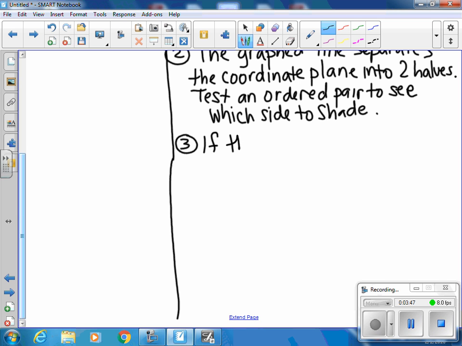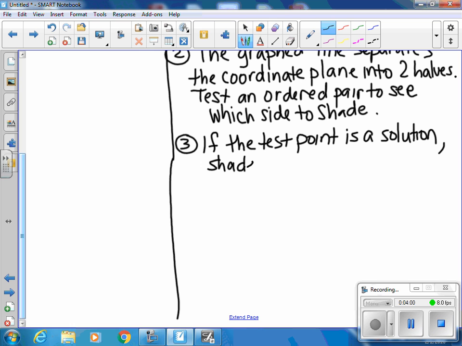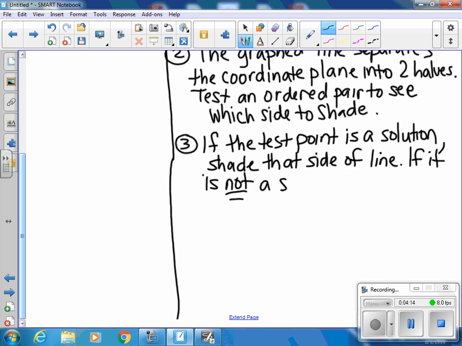If the test point is a solution, shade that side of the line. If it is not a solution, shade the other side.